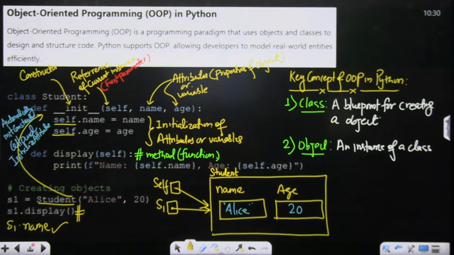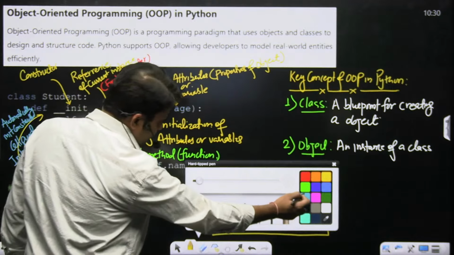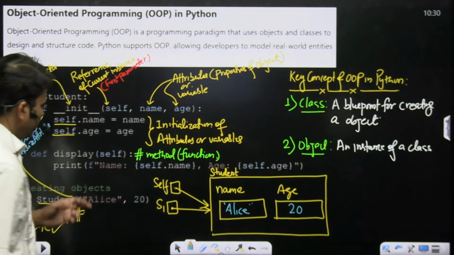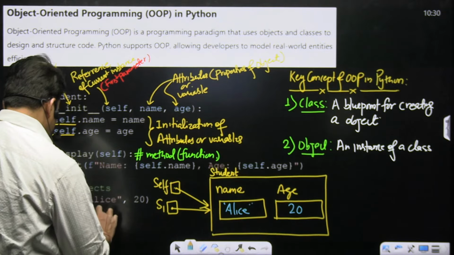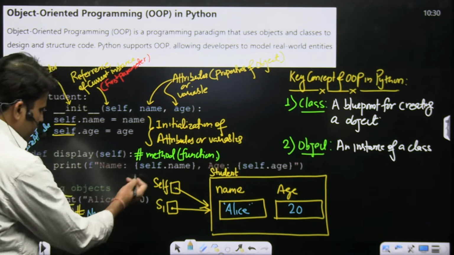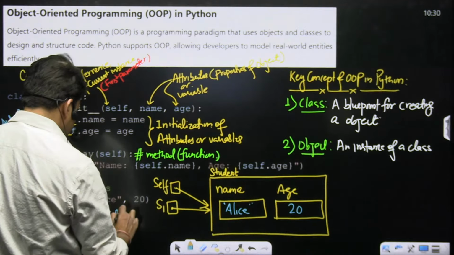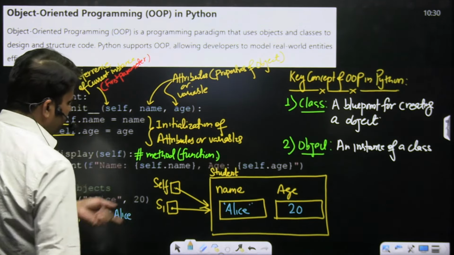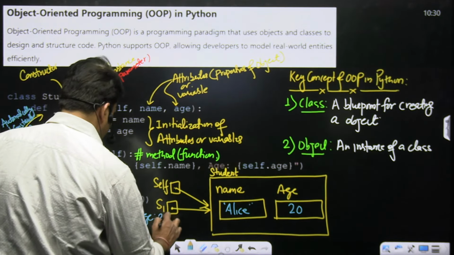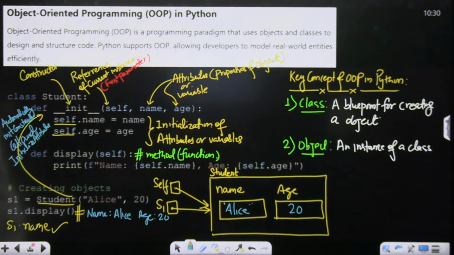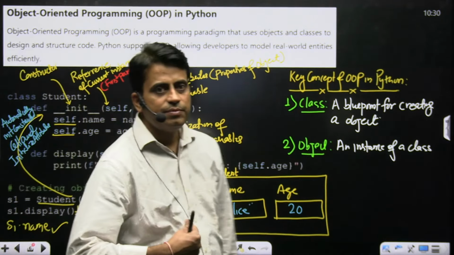Yes, s1.display. The output of this one, sir: name, self.name is what, sir? Alias, right? And age, one space, age is what, sir? 20. So this is the output, student. Is it clear to everybody?